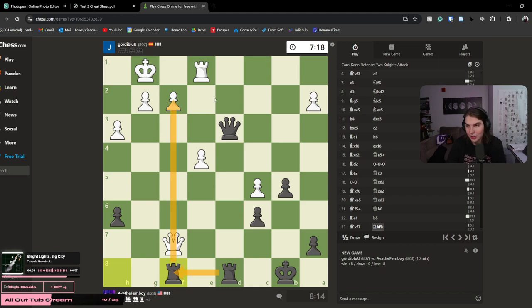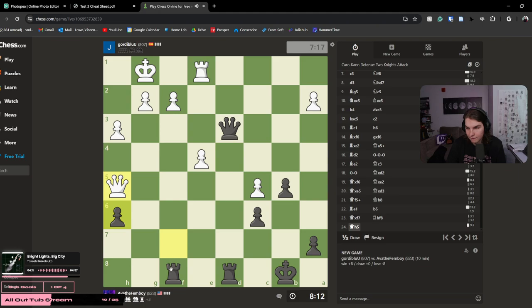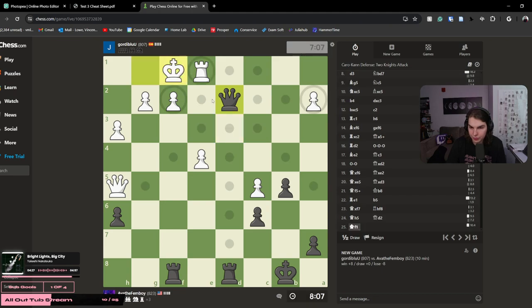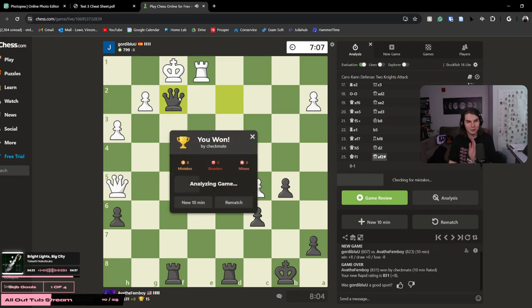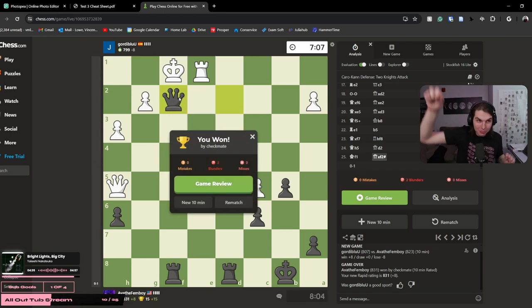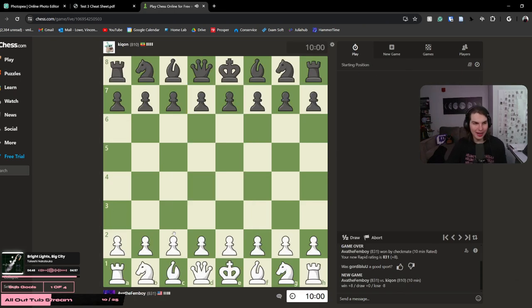Protect here, attack here. Attack their rook, chat, but also attacks here and protects. Wow! Let's go. Yippee. All right, we'll play another game. We got time, chat. We got time for another game.